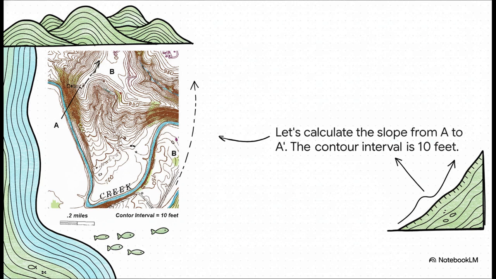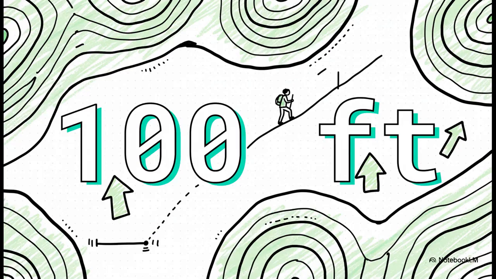The map legend tells us it's 10 feet. That's the first key piece of our puzzle. All right, step 1, the rise. Point A is sitting right on the 720-foot contour line. To get up to point A prime, which is on the 820-foot line, we have to cross 10 contour lines. Since each line is a 10-foot step up, well, 10 times 10 is a 100-foot total change in elevation.